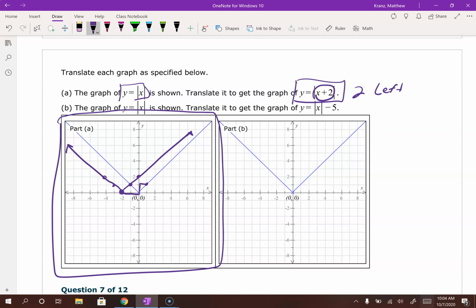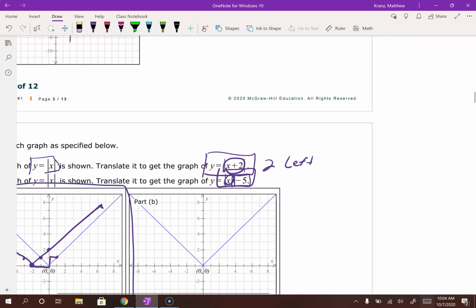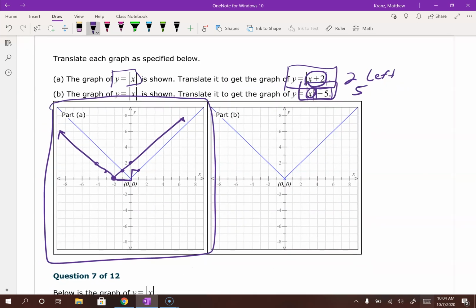Now on the next one, part B, it has the absolute value of x minus 5. See how nothing's going with the x? So we don't move the x at all, but we have a negative 5 outside here, so that is 5 down. So I just go 5 down right here. And there is my translation.